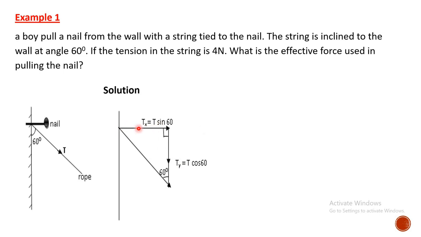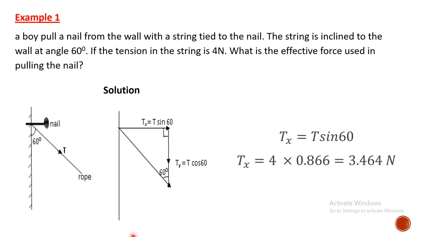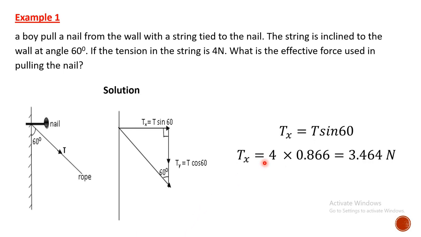So the horizontal component in this particular case will be T sine of the angle, where T is the tension in the rope, the force in the rope. And then the component of the force that wants to bend the nail is Ty, T cos 60. So at the end of the day, since the question asks for the effective force used in pulling the nail, we will not worry about Ty, we'll just calculate Tx.